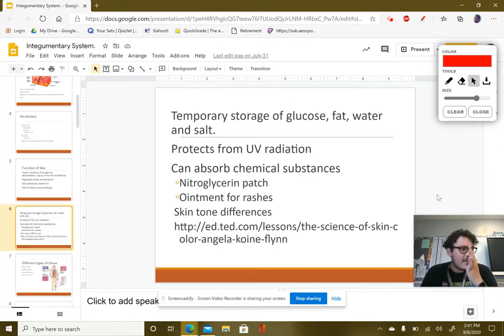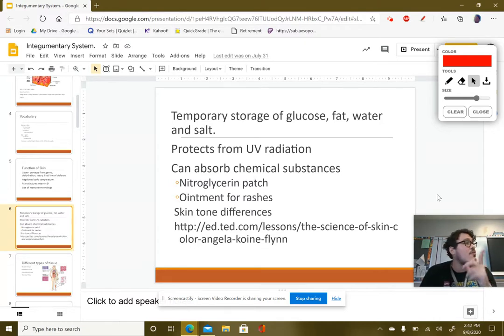What else do we find in the skin? Water, salt, aka sweat. We've all tasted sweat before, and I'm not trying to sound weird, but we've all tasted sweat before. It's not literally just water. It's a salty compound that has water, salts, electrolytes, etc. What else does skin do?